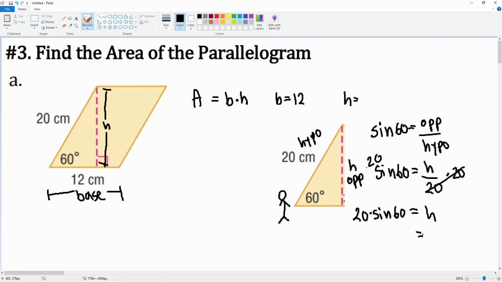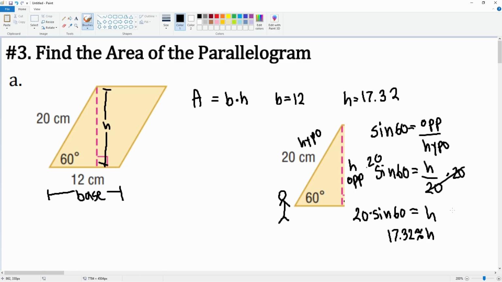So here we can now get a height value. 20 times sine 60. This gets me h is equal to a value of around 17.32. So h is equal to around 17.32.